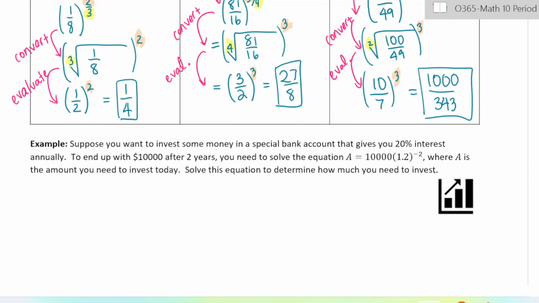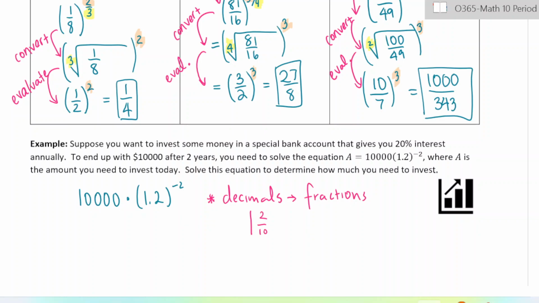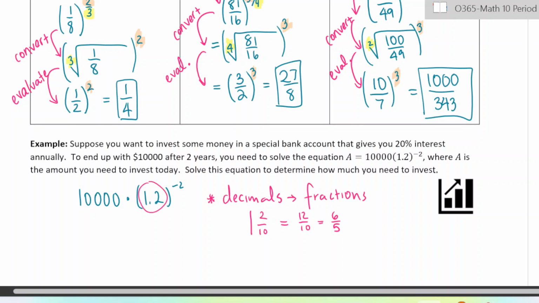Okay, so we want to end up with $10,000. How much do we have to put away in the special bank account? Okay, let's check. So $10,000 times 1.2 to the power of negative 2. Now, what I said above there, I'm going to repeat again. Any decimals, you want to change them to fractions. So 1.2 is 1 2/10, right? So we can convert this. This would be 12 over 10, or if you reduce that, that's 6 over 5. So I'm going to change that number in here to a fraction, which is 6 over 5.